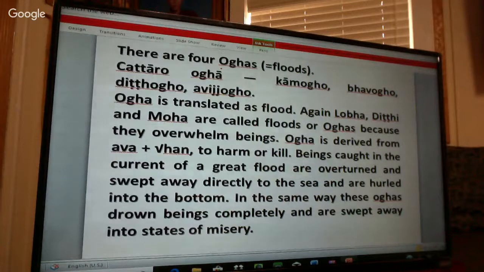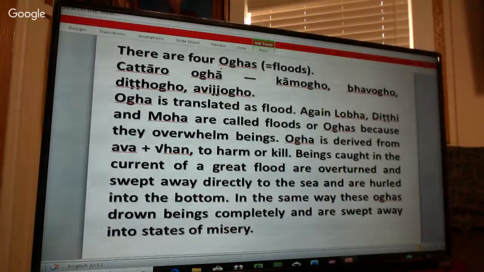Flooding, if you think about the flooding. So okay, Kamogo, Bhavogo, Ditthogo, Avijjogo. Say, Kamasava, Kamoga. Say, Bhavasava, Bhavogo. Say, Ditthasava, Ditthogo. Say, Avijjasava, Avijjogo. So Oga is translated as a flood.